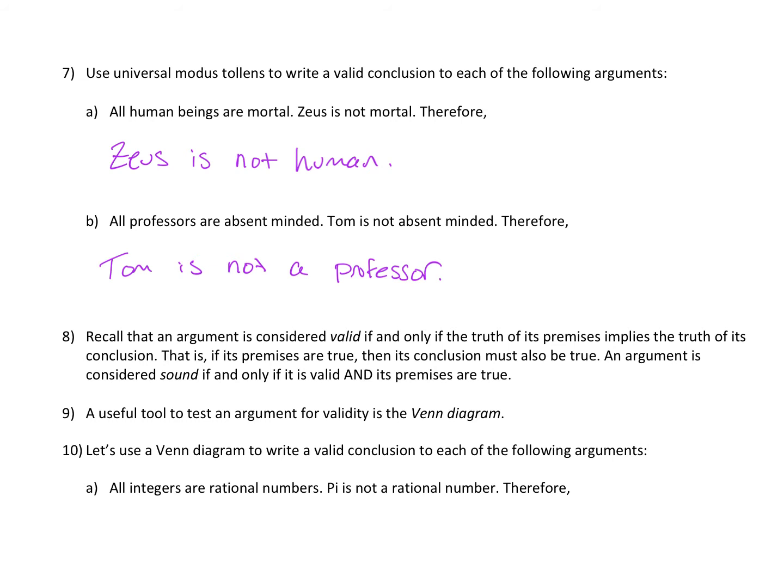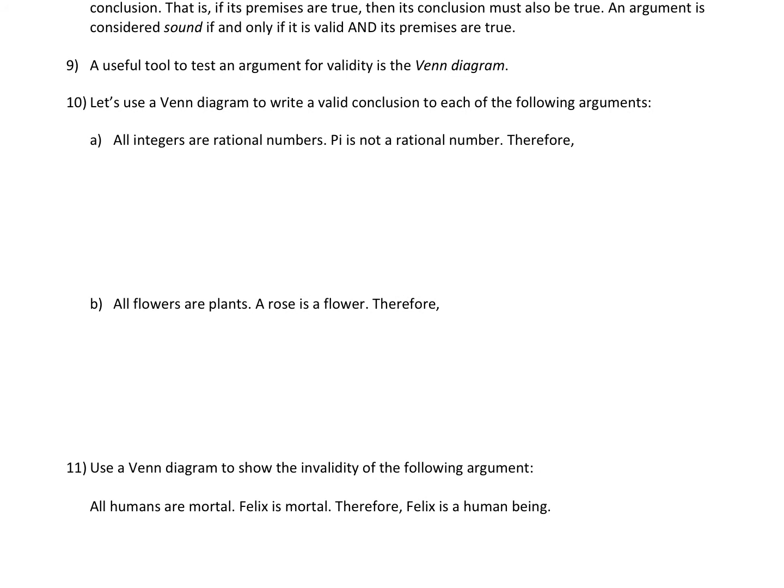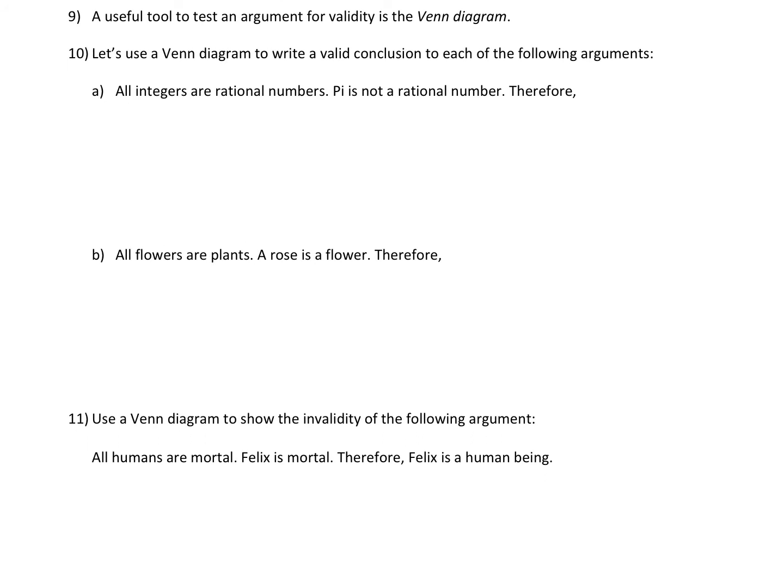Recall that an argument is considered valid if and only if the truth of its premises implies the truth of its conclusion. That is, if the premises are true, then its conclusion must also be true. An argument is considered sound if and only if it is both valid and its premises are true. A useful tool to test an argument for validity, just the validity part, is a Venn diagram. So let's use some Venn diagrams to write valid conclusions to some arguments.